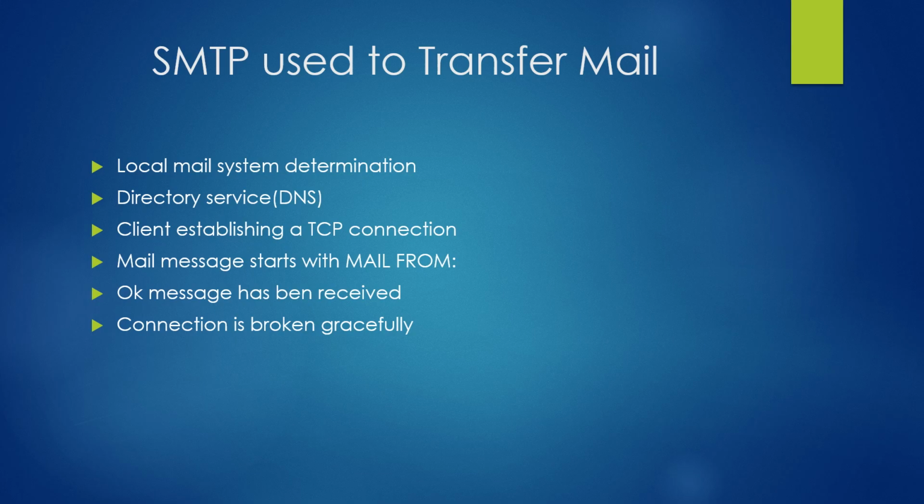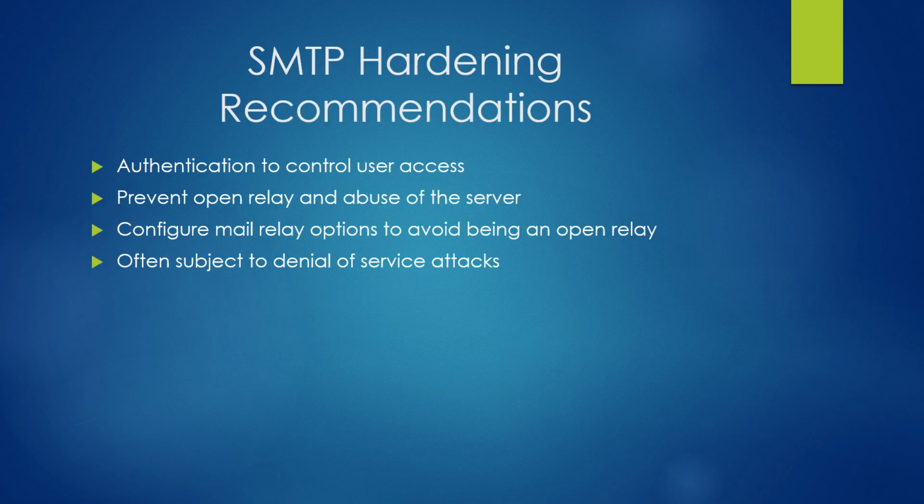So let's take a look at some SMTP security practices and hardening recommendations. Authentication to control user access is the first one. It forces the people who use your server to obtain permission to send mail by first supplying a username and password. This prevents any open relay and abuse of your server. Only known accounts can use your server's SMTP to send email.